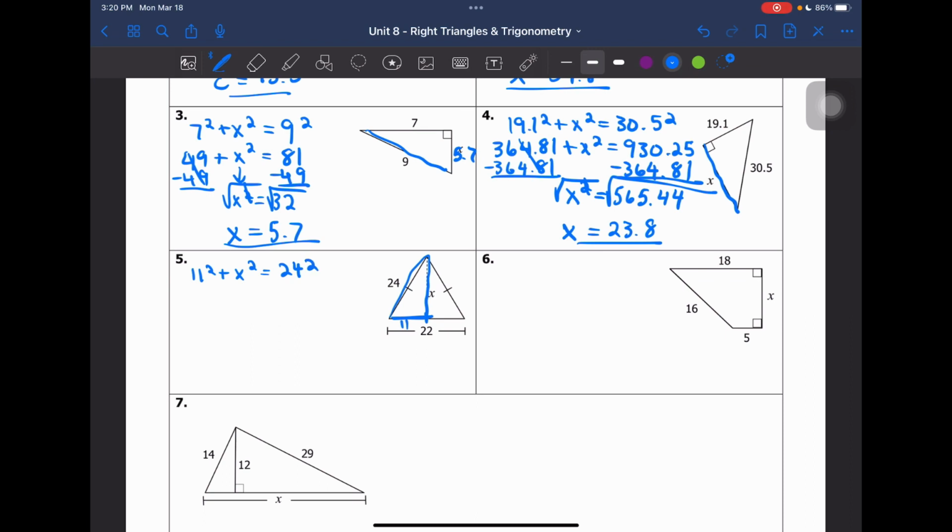So 11 squared is 121. 24 squared is 576. Let's go ahead and solve for x by just doing some algebra. 576 minus 121 is 455. And then I can square root that. That would be 21.3. So that's what this side would measure, 21.3.